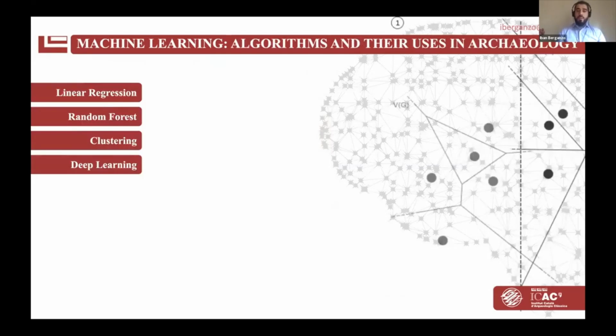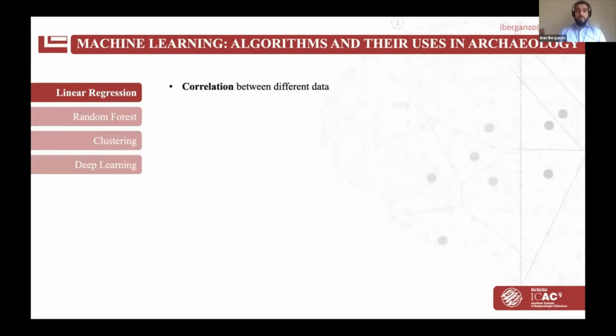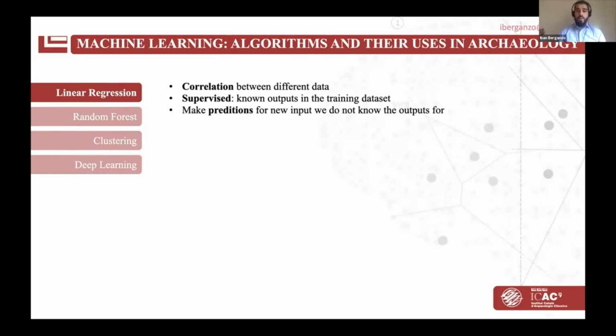So which types of machine learning algorithms are now used in this field? The four most used ones are linear regression, random forest, clustering, and deep learning. The first one, linear regression, is about correlation between different data. It's a supervised algorithm. We know the outputs for our inputs in the training data set, and we make predictions for new input data.